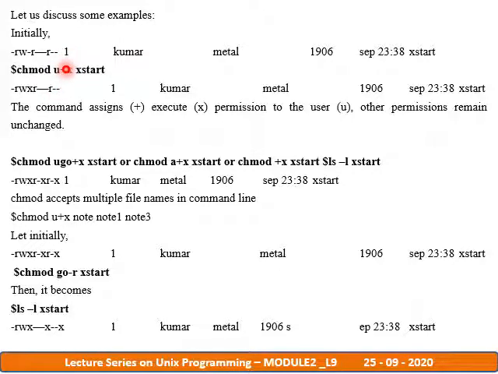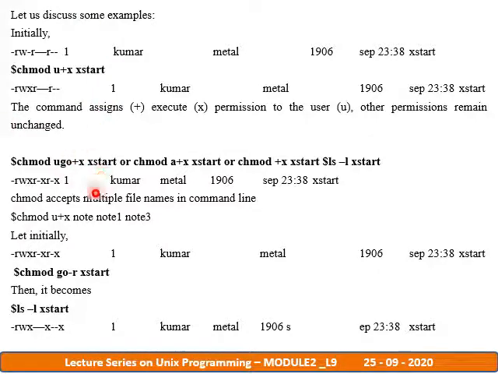So for that I have to write the expression like this: u plus x and the file name. Then if you check, once it has been changed, it is going to show rwx. Initially it was rw hyphen and now it has changed to rwx. So the plus is going to assign the x permission, that is the execute permission, to the user. Here we have not written anything after this, so others are going to remain unchanged.